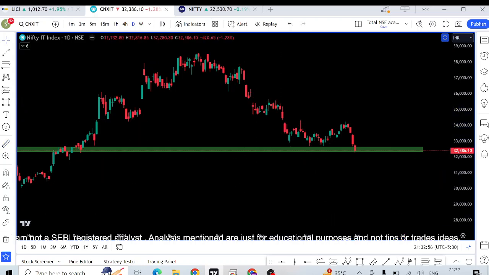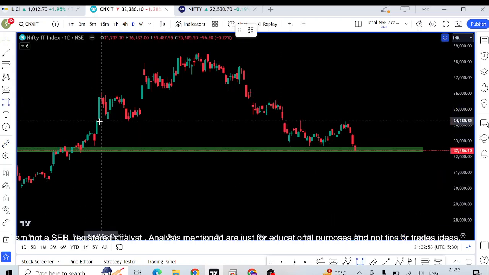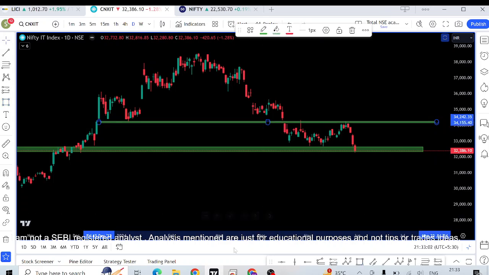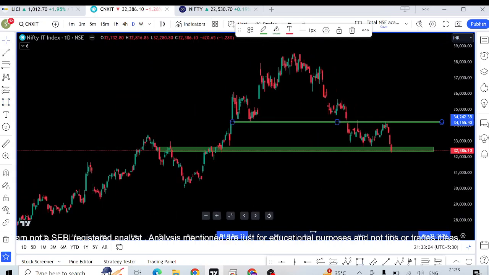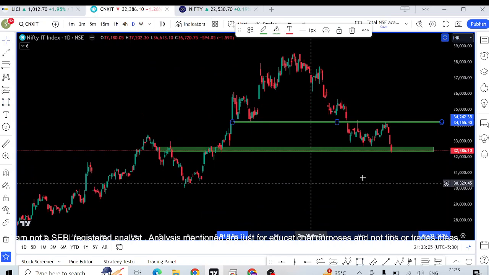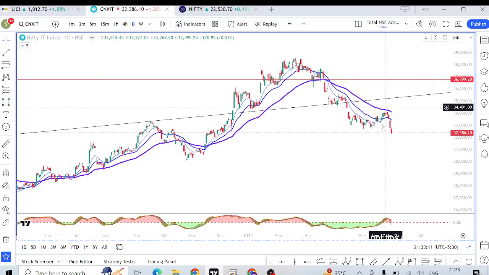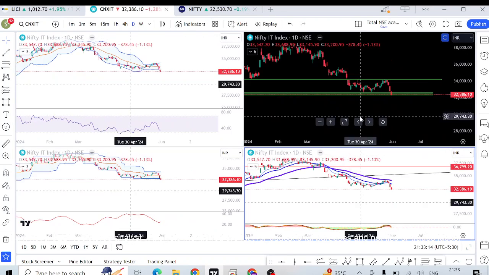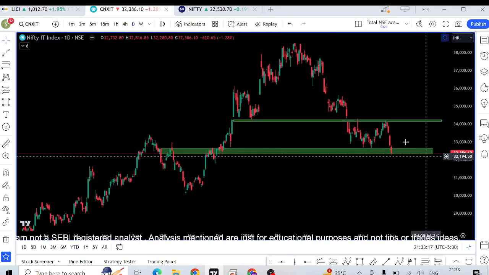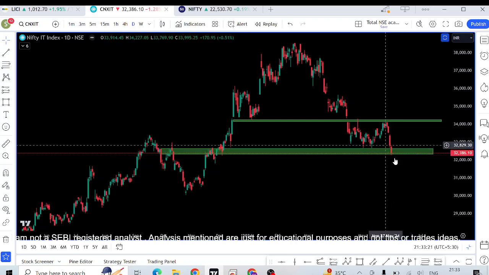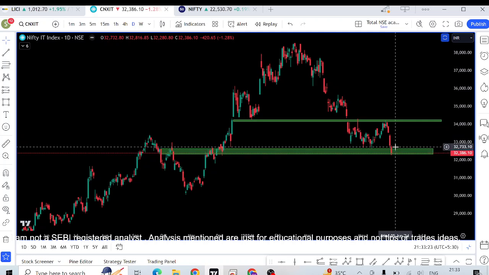I'll just mark a few important zones for IT. It is coming around a good support zone, but as we can see, this has given a sell side signal. But let's just see what happens. But yes, it has good potential if it forms a green candle here, negating this previous red candle.